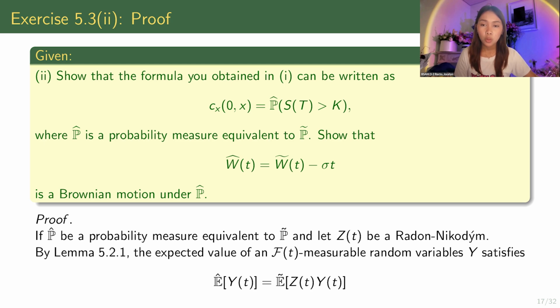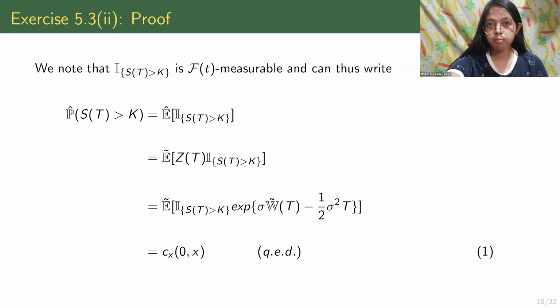To start the proof, we assume P hat is a probability measure equivalent to P tilde and let Z of T be a Radon-Nikodym derivative. According to Lemma 5.2.1, the expected value of an F of T measurable random variable Y satisfies E hat of Y of T equals E tilde of Z of T times Y of T. We note that the indicator of S of T less than K is F of T measurable, and thus we can write P hat of S of T less than K is equal to E hat of the indicator of S of T less than K. Simplifying this expression, we have c sub x of 0 comma x.